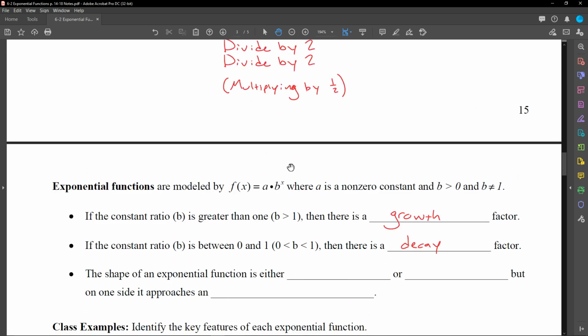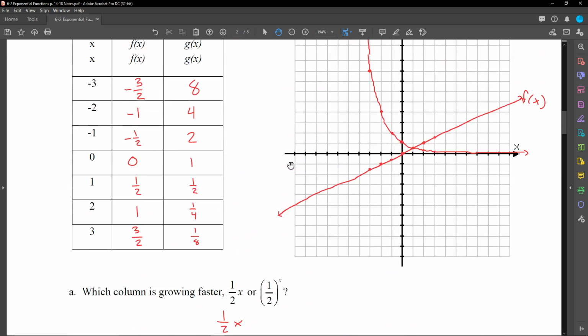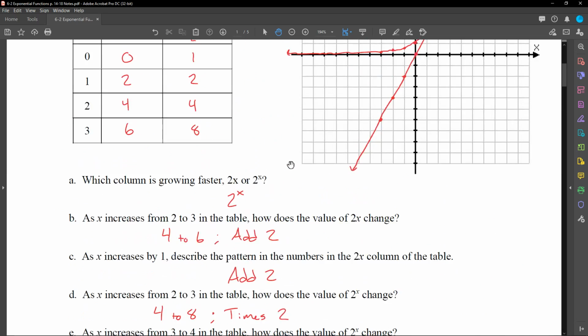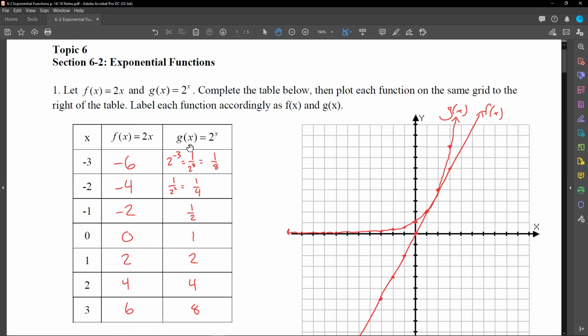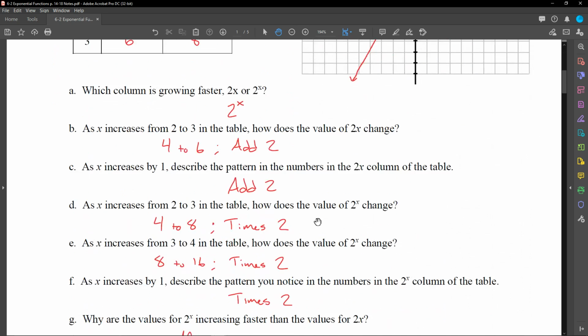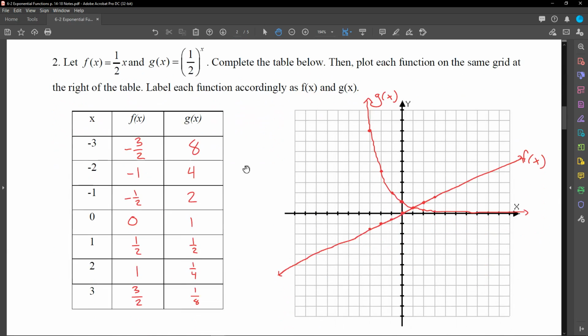We can see a couple examples from our first two problems. If you take a look at the first one, g of x, that base is 2. That's greater than 1, and you can see that this is growing. So this would be an example of exponential growth. However, for the second example, where we have 1/2 to the x, well, 1/2 is between 0 and 1, and you notice that the function is decreasing. This is exponential decay.